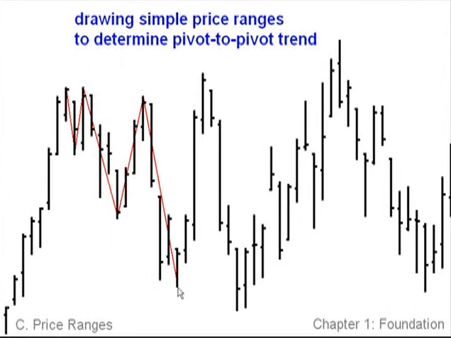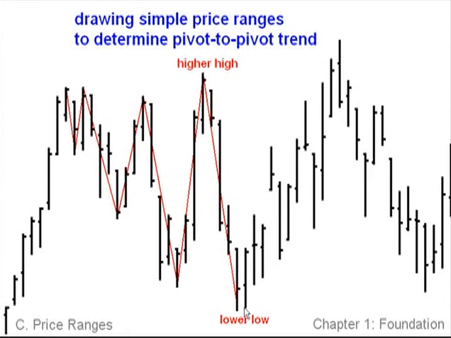But then price action moves up to here. Here we have a higher high. And then we move down to this low. This low is a lower low compared to this one. Right here we can say that we don't have trend, because you can't have a higher high and a lower low. This is almost like a pivot to pivot version of the outside bar.